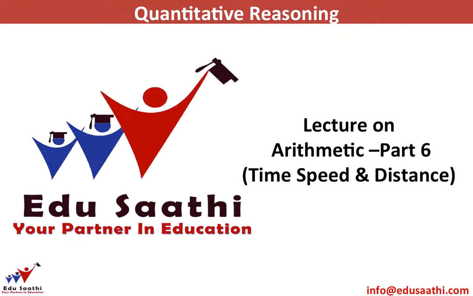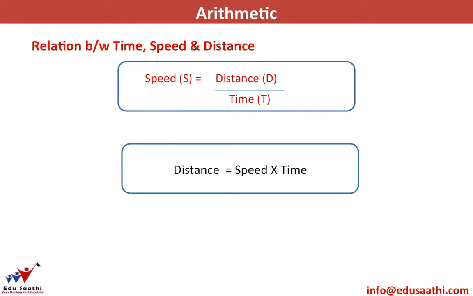Welcome back. We'll be covering the topic of time, speed, and distance in this lecture, and we'll be done with the part of arithmetic. So, let's understand the relationship between time, speed, and distance. As we already know, speed is given as distance traveled per unit time. So if you have the value of distance traveled and time, and if you divide them, what you end up with is your speed.